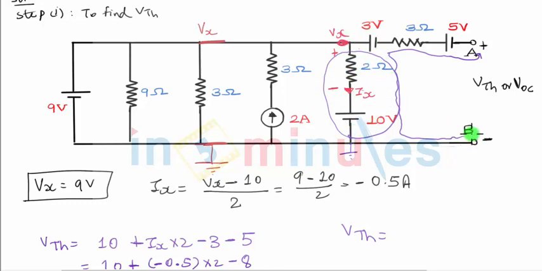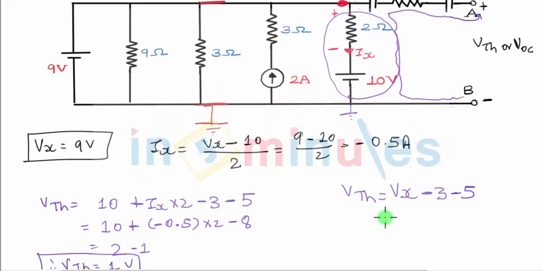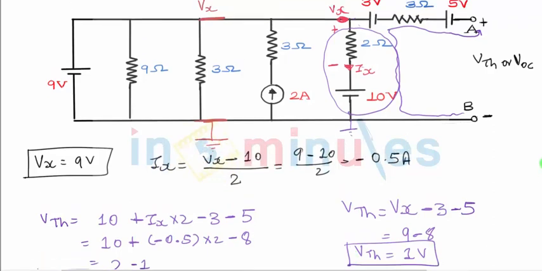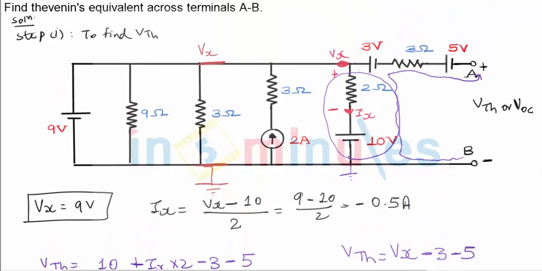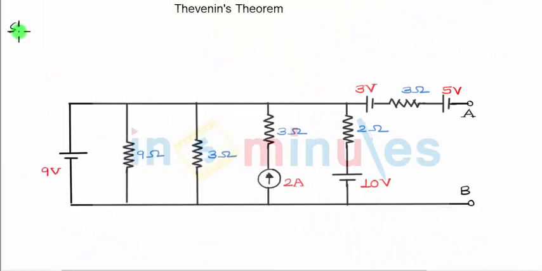If I do that, then my VTH expression will be: if I start from point B up to this node, I would have collected voltage Vx. Next was from positive to negative polarity, minus 3 and then minus 5. This will give me exactly the same expression. Vx was nothing but, as you can see, 9 volts minus 8. So VTH becomes 1 volt. So using either of the two, you get the value of VTH as 1 volt. Now we go to the next step, in which we find the value of RTH. So let's proceed to step number 2. In step 2, we will find RTH.